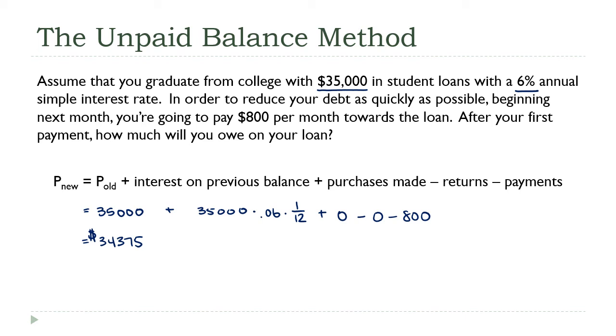Now, I'd like you to think about that for just a minute. How much did your balance change? Well, it went from $35,000 down to $34,375. That is a change of $625. So you made an $800 payment, and it reduced your principal by $625. $175 went to interest. And that's what we're seeing here.